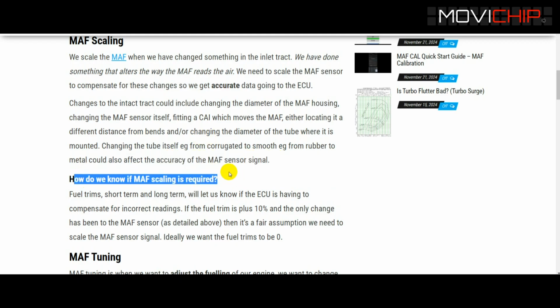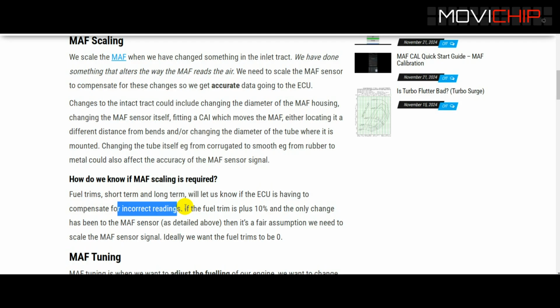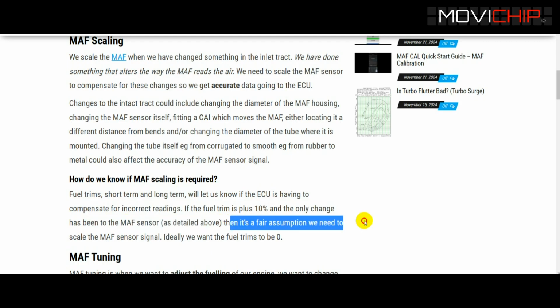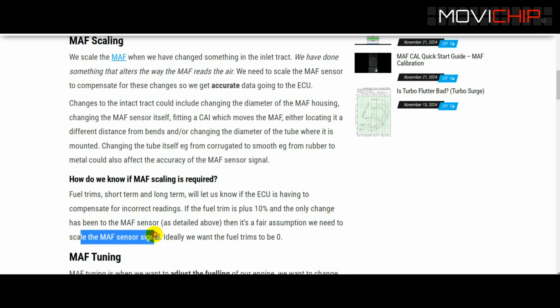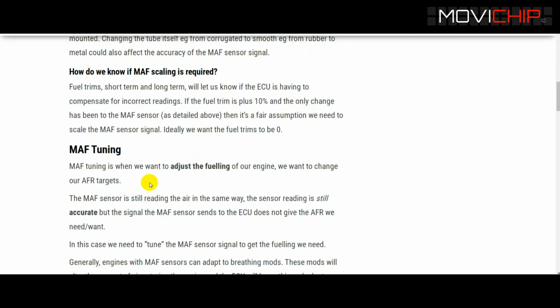How do we know if MAF scaling is required? It's really quite simple. If we have an OBD scanner, we can look at our short and long-term fuel trims, and I would say short trim is probably the only thing we need to look at. This will let us know if the ECU is having to compensate for incorrect readings. If we're looking at the short-term fuel trim when we're driving, and the fuel trims are over plus or minus 10%, and the only change has been the MAF sensor, then it's a fair assumption to say that we need to scale the MAF sensor signal, because ideally we want those fuel trims to be less than plus or minus 5% under most conditions. So that's the MAF scaling.